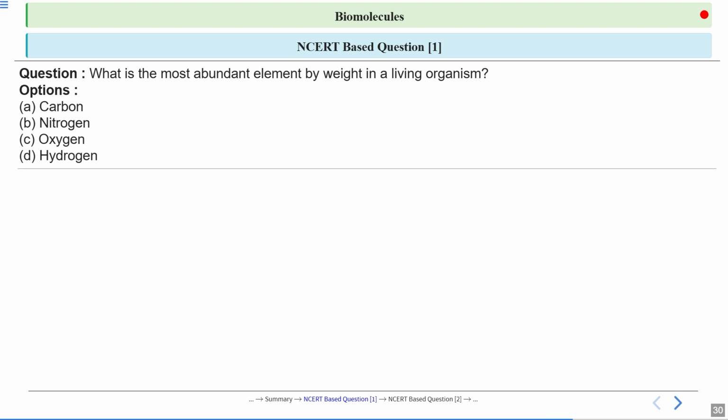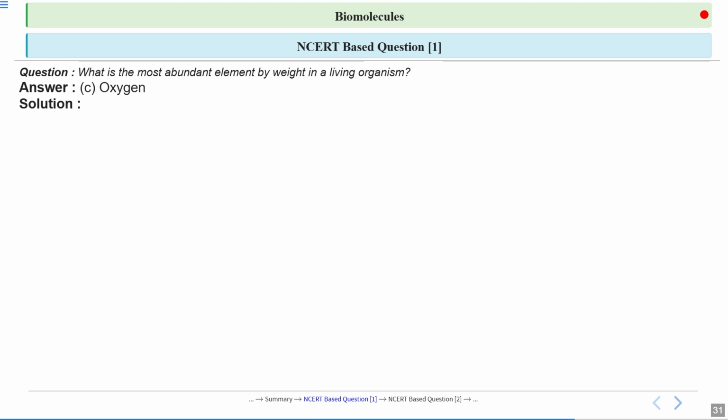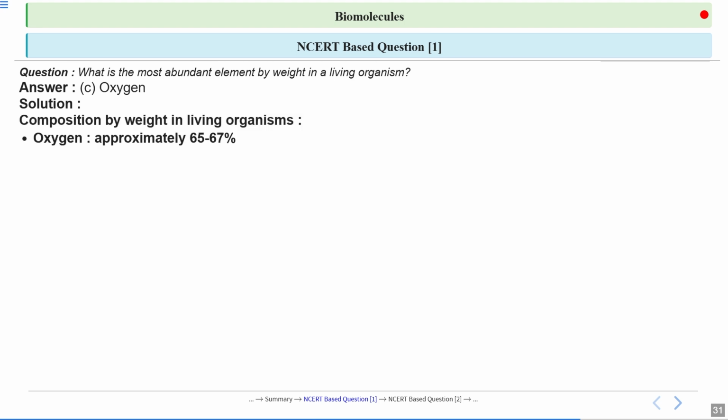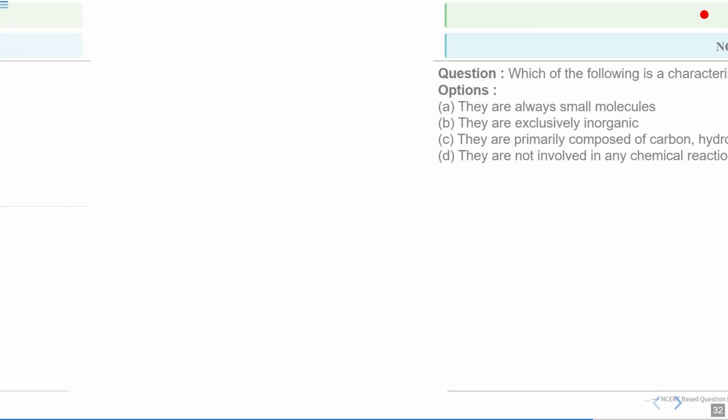So let's have a look at the answer. The answer is option number C, oxygen. The composition by weight in living organisms: oxygen is approximately 65 to 67%. Carbon is approximately 18 to 19%. Then you have hydrogen, which is approximately 10%, and nitrogen is approximately 3%. Option number C is the correct answer.